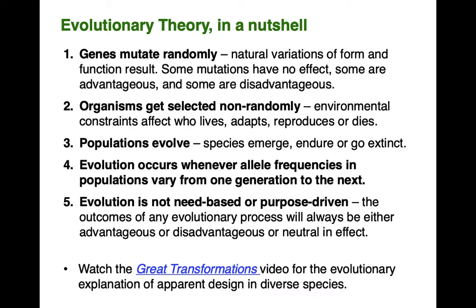5, evolution is not need-based or purpose-driven. See, that understanding comes from the ID version of evolution, which features God with a plan who gives creatures what they need to survive. On evolutionary theory, the outcomes of an evolutionary process, natural selection, genetic drift, random mutation, migration, horizontal gene transfer, this is always going to be either advantageous or disadvantageous or neutral in effect.